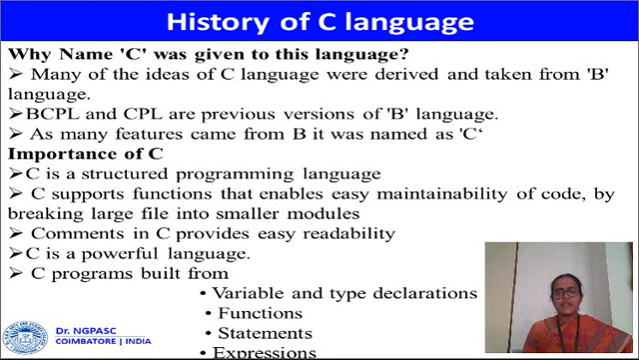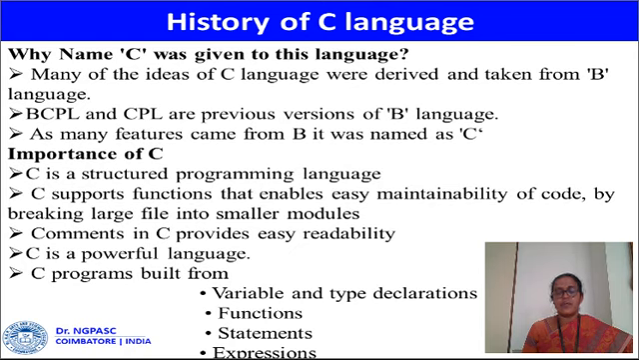Why are we calling the language C? Why have we given the name C to this language? Because many of the ideas of C were derived from the language B. BCPL and CPL are the previous versions of the B language. As many features came from B, it was named C, the follower of the alphabet A, B, C.